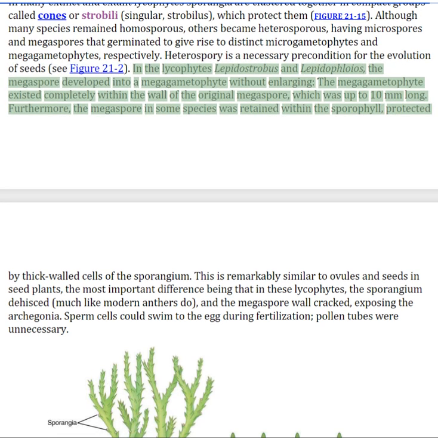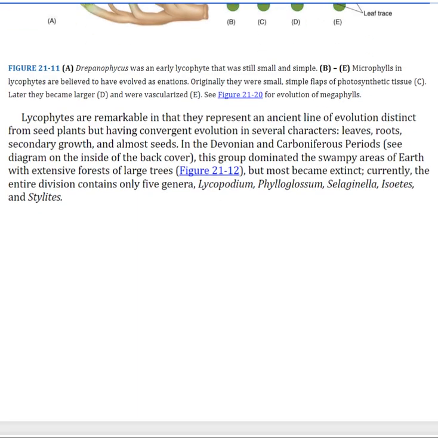In the lycophytes Lepidostrobus and Lepidophloios, the megaspore developed into a megagametophyte without enlarging. The megagametophyte existed completely within the wall of the original megaspore, which was up to 10 mm long. Furthermore, the megaspore in some species was retained within the sporophyll, protected by thick-walled cells of the sporangium. This is remarkably similar to ovules and seeds in seed plants, the most important difference being that in these lycophytes, the sporangium dehisced, and the megaspore wall cracked, exposing the archegonia. Sperm cells could swim to the egg during fertilization.